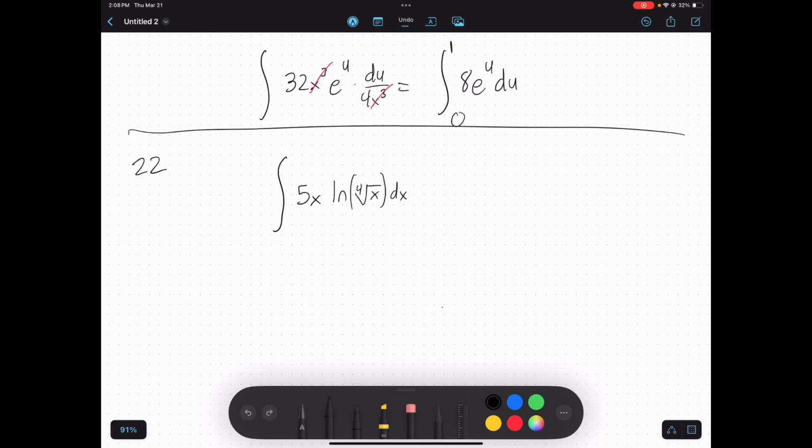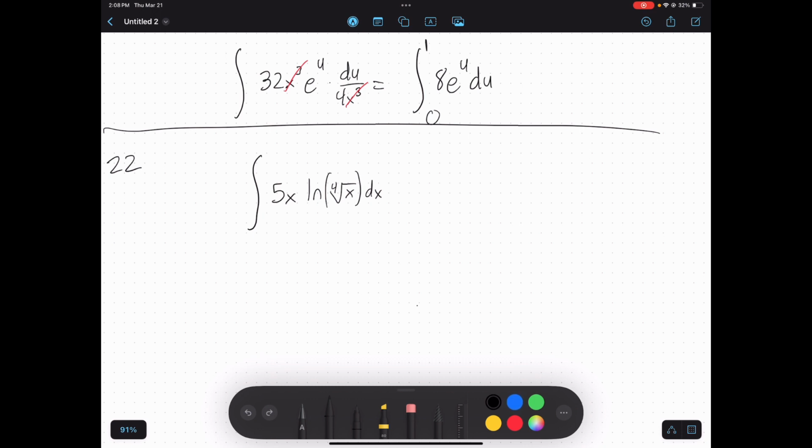Okay. Well, we did one similar to this in class. We might see this 4th root of x and think, oh no, how do I deal with that? But remember, I have a natural log property to help with that. I can rewrite this as the natural log of x to the 1/4. And I have a natural log property that allows me to pull that exponent out in front of it. So this is equal to the integral of 5x times 1/4 times the natural log of x. And then, of course, you can combine your constants and even pull those out in front of the integral if you'd like.